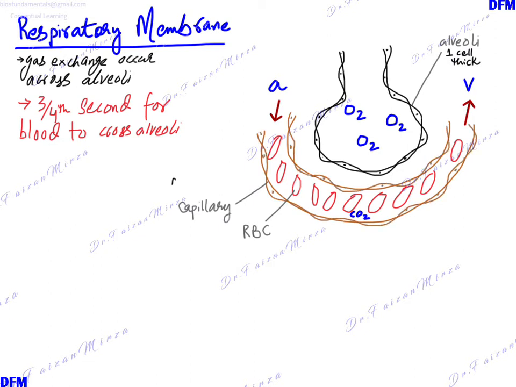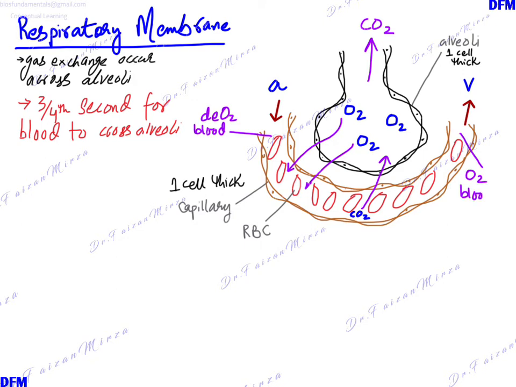This is a very thin distance across which this diffusion needs to occur, and this is highly efficient. Both the gases diffuse down their gradient. Oxygen comes into blood, the blood becomes oxygenated, and carbon dioxide goes into the alveolar air to be exhaled out.